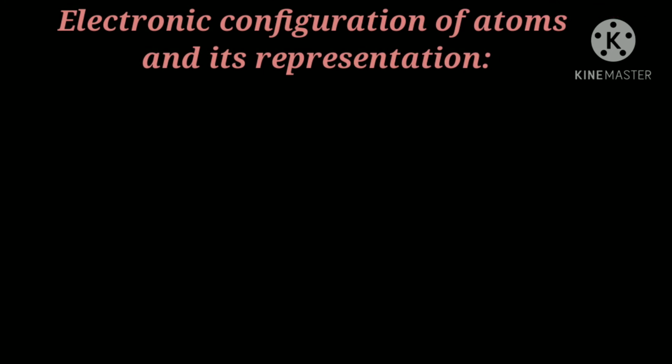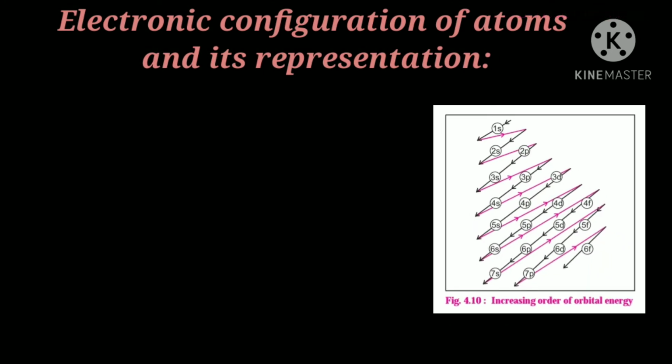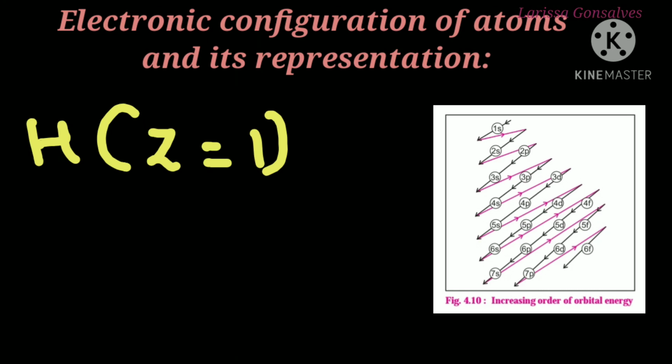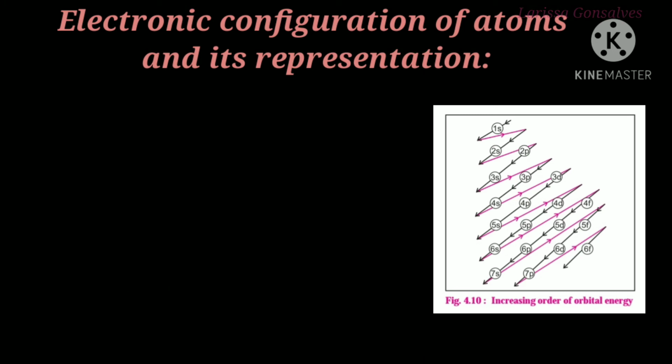Next we are going to understand how to write the electronic configuration of atoms. For this you need to know this table by heart. So first let us take the example of hydrogen. So hydrogen has the atomic number of 1, so only 1 electron will be present. So according to the order, we will take the first level, that is 1s. So how many electrons? 1 electron. Capacity maximum of s is to take 2 electrons, but since hydrogen has only 1 electron, the electronic configuration will be written as 1s1.